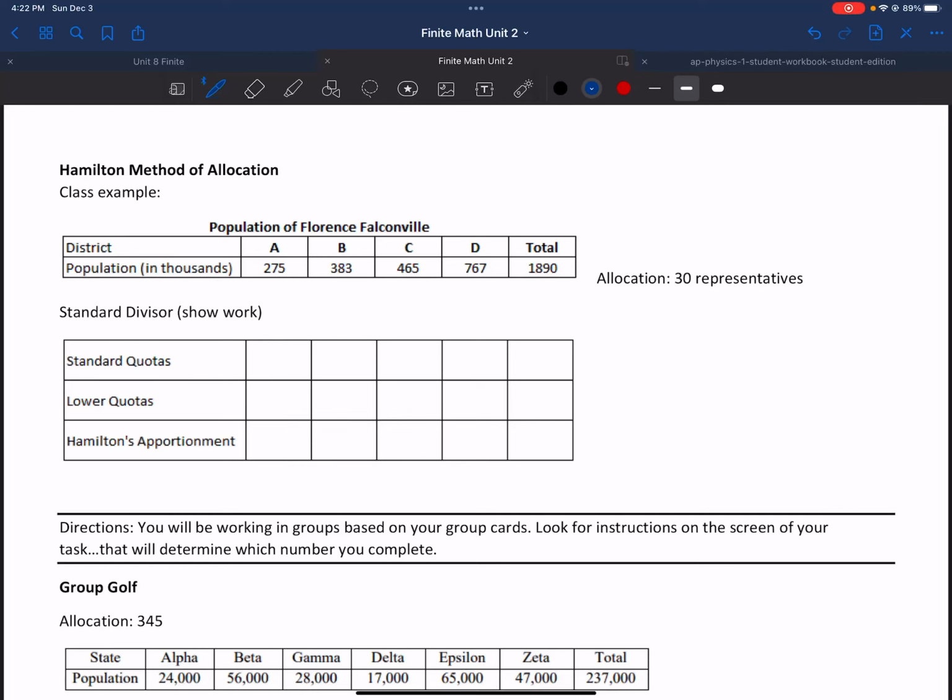All right, let's take a look at Hamilton's method. You can also find this in your e-textbook. It's chapter 13, section 3.